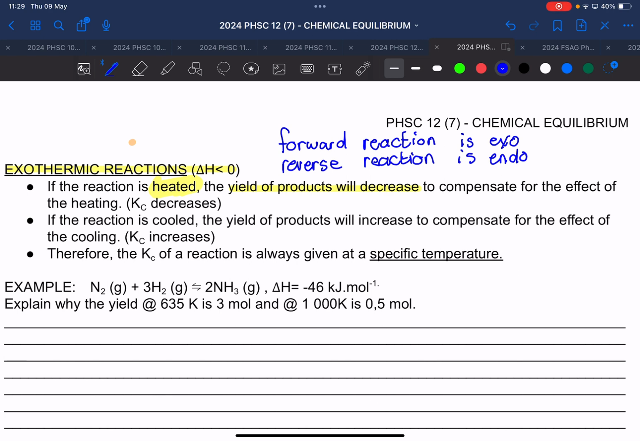Okay, so now they tell us if we increase the temperature, if we heat it up, our yield of products will decrease, because our endothermic reaction will be favored. So our reverse reaction will be favored. So our products will be taken and turned into reactants once more. So our yield of products will decrease.